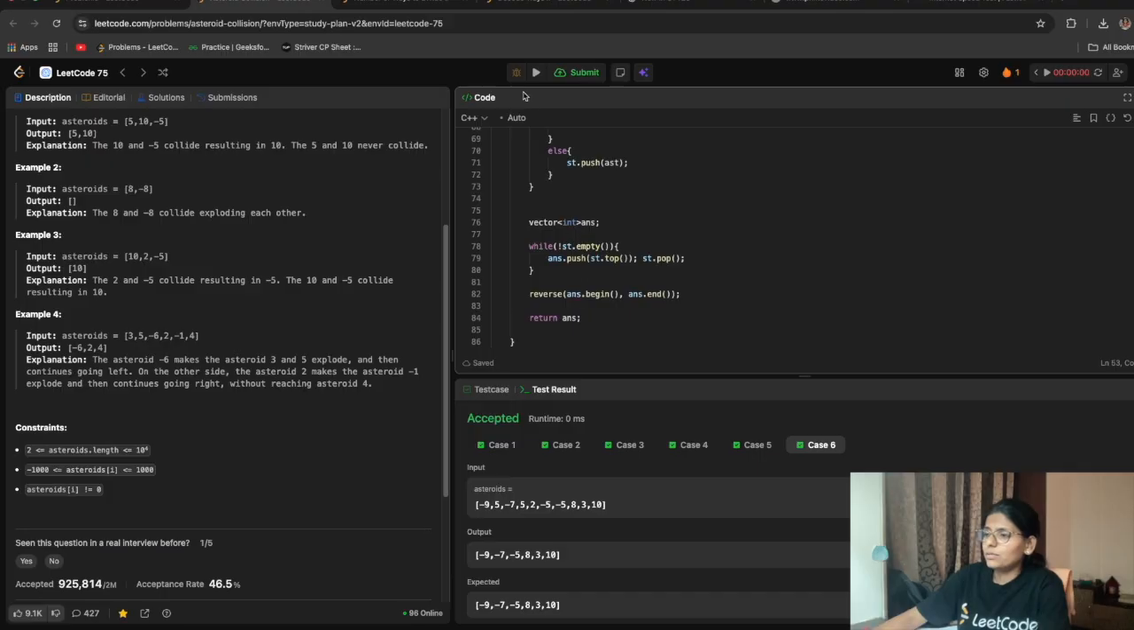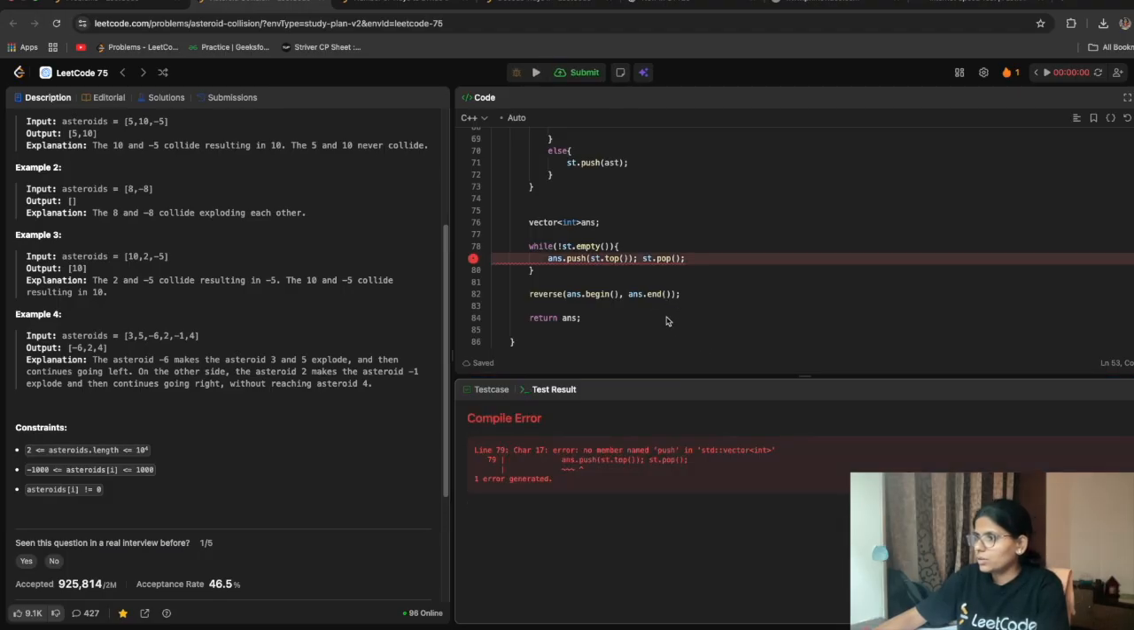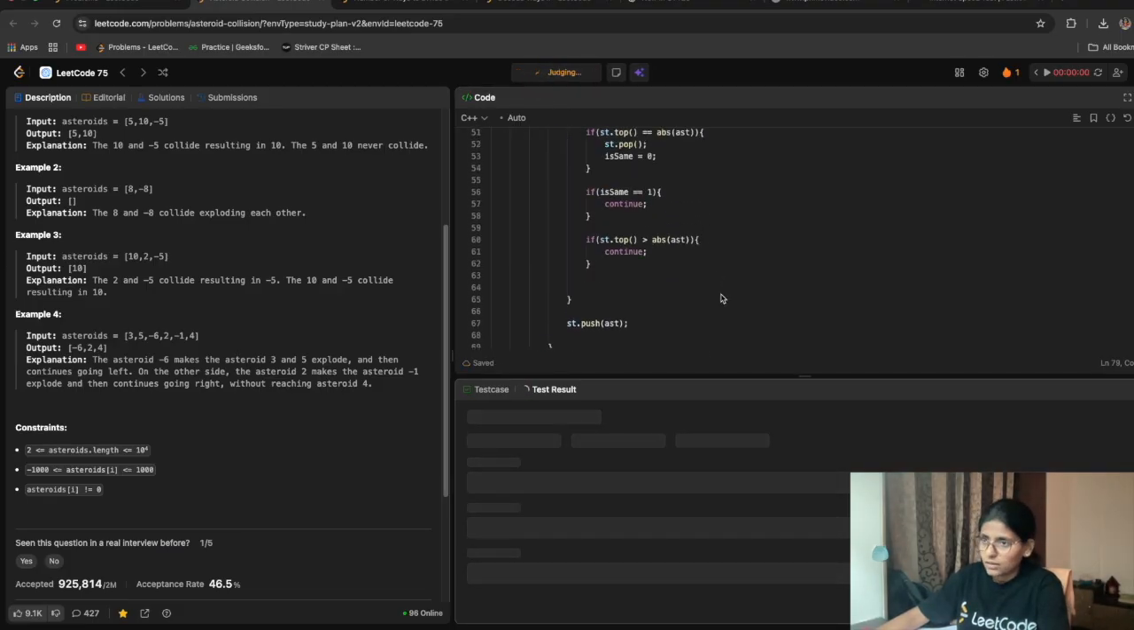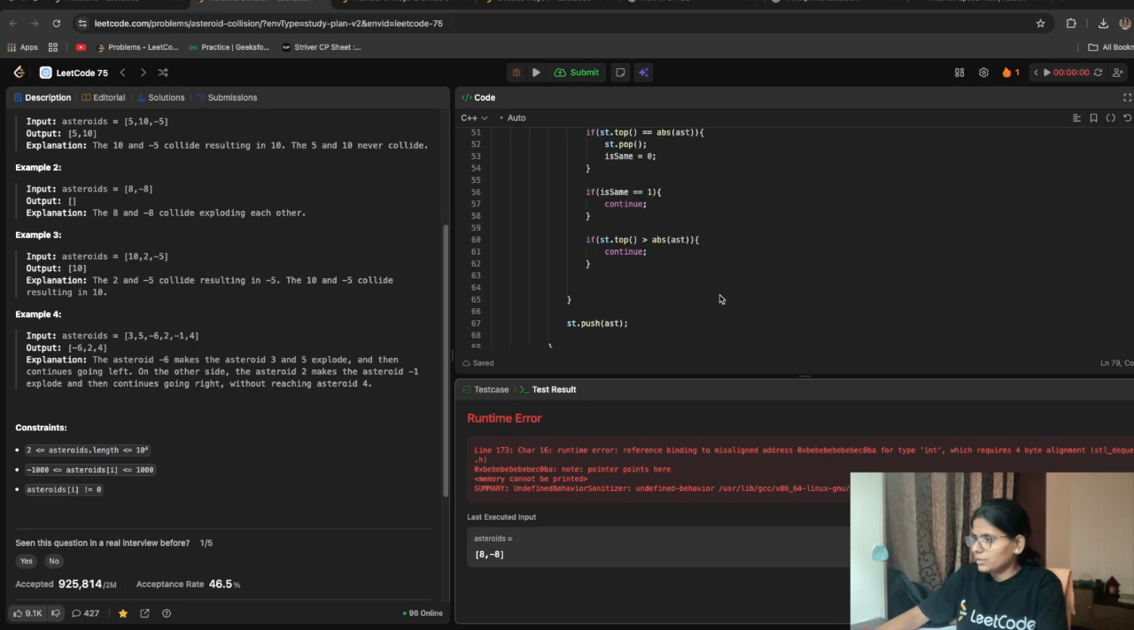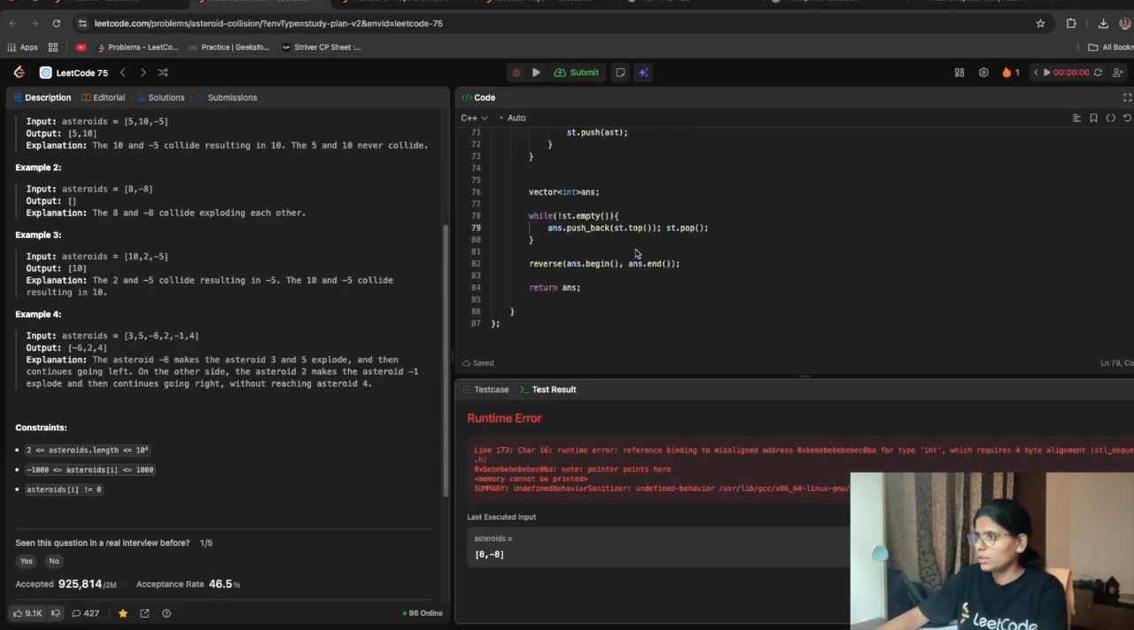Looks fine. Run it. We'll check what fails. I think something will fail because it failed many times. It shouldn't fail because we wrote the code from whatever we were thinking. It gave a runtime error of referencing a misleading address. So we have to check if st isn't empty or not.